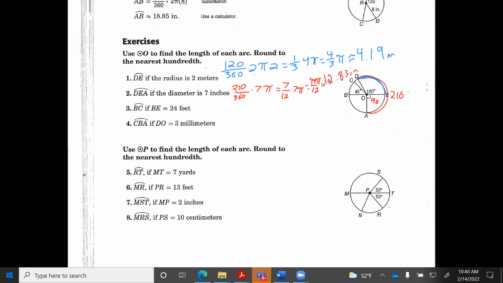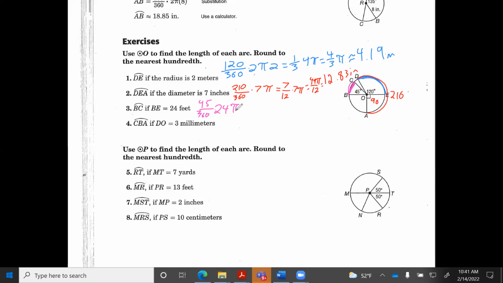On 3, we have BC. So looking at BC this time. Again, I'm going another color. So we're looking at that little piece. 45 degrees out of 360 times 24. 24 for BE. What's BE? Is it a radius or diameter? Diameter. So I could just say, all right, 24 pi. Because that's diameter. The diameter times pi is circumference.